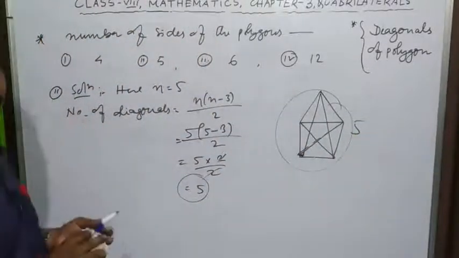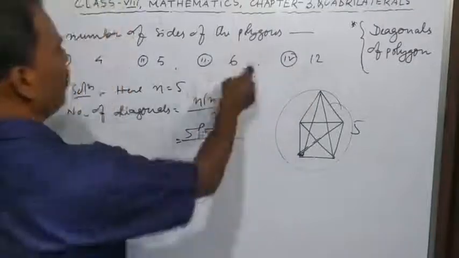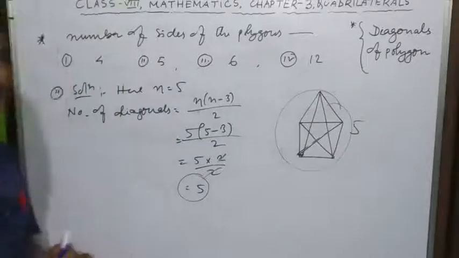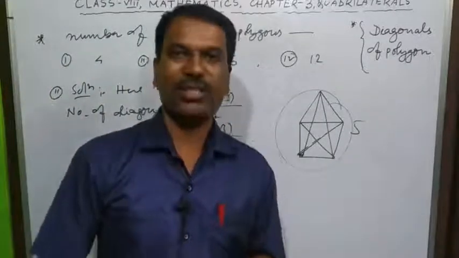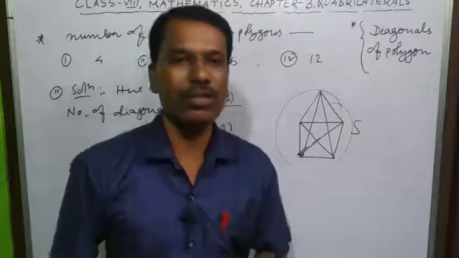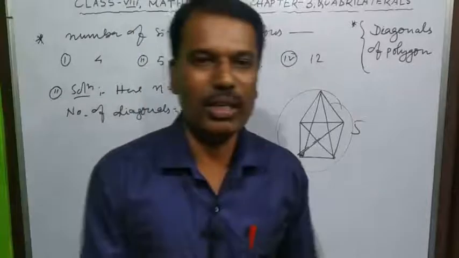Now, my dear students, you please find the diagonals of these polygons. You will find similar questions in exercise 3.1 also. You please try to do it, and in today's class this much only.